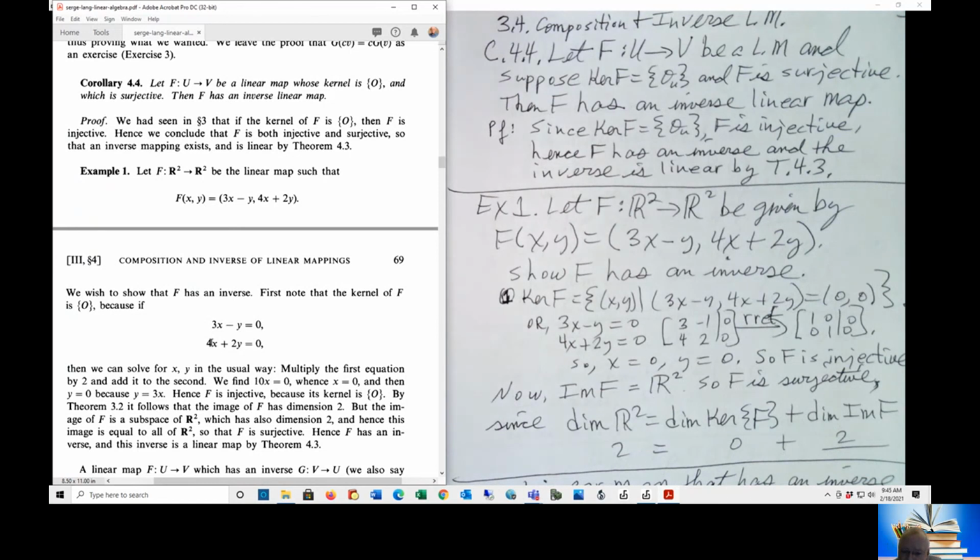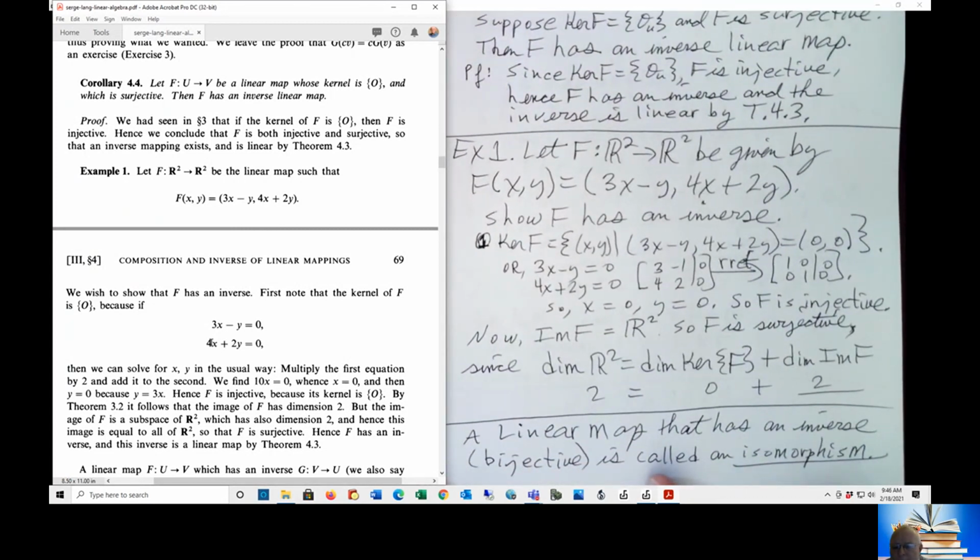So we have two equations that form a linear system: 3x minus y equals 0 and 4x plus 2y equals 0. And yes, we can use matrices with row reduction. So we take the matrix [3, -1, 0; 4, 2, 0] and row reduce it to reduced row echelon form. We get the identity. So that means that both x and y must be 0, hence we have shown that f is injective.